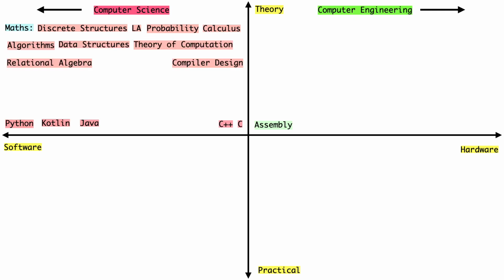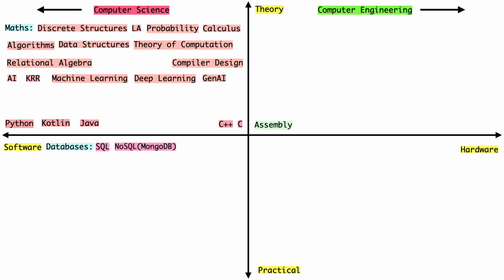Then we have the core theoretical courses in computer science like algorithms, data structures, theory of computation, relational algebra, databases. All those things come under the theoretical and software related courses. We have AI related courses like machine learning, deep learning, generative AI, and the traditional knowledge representation and reasoning, AI search algorithms. All those come under computer science, and they are more theoretical and software oriented.